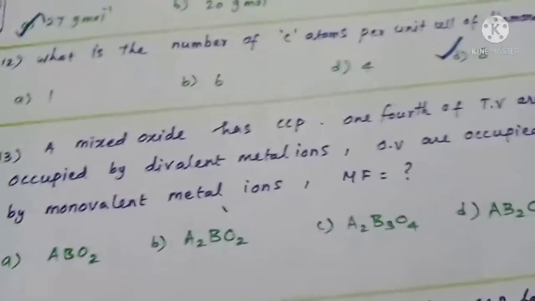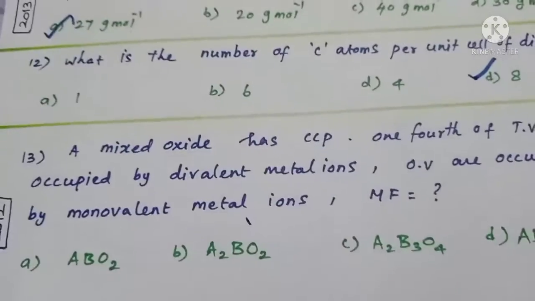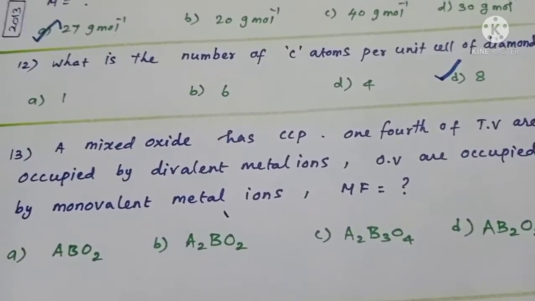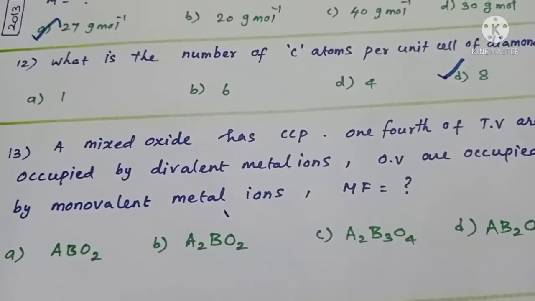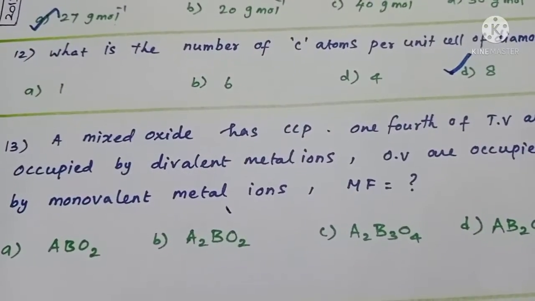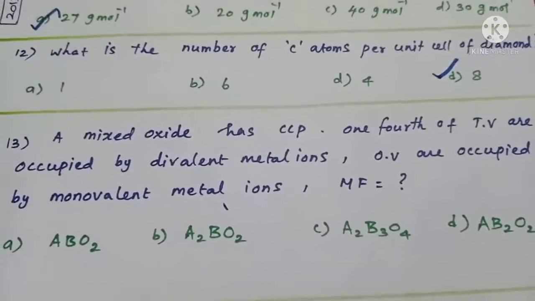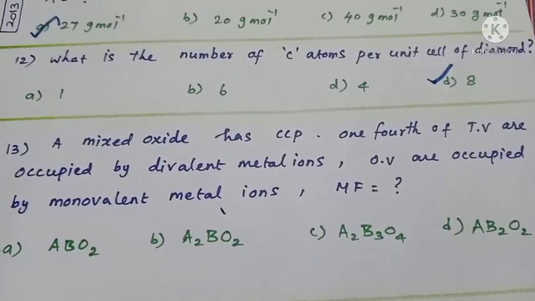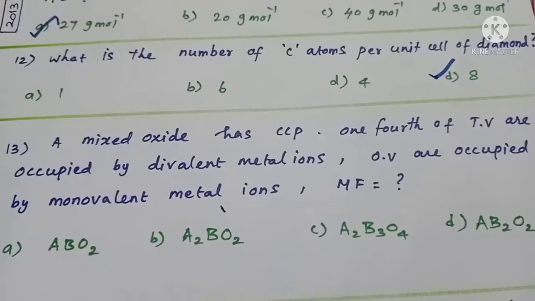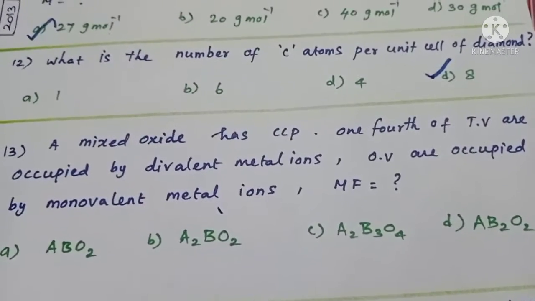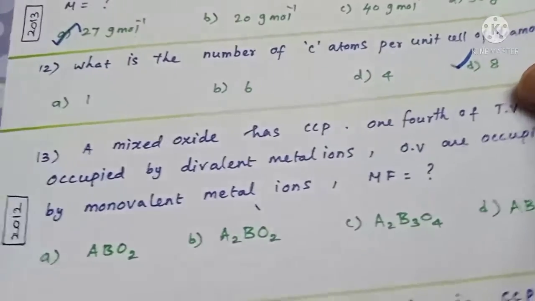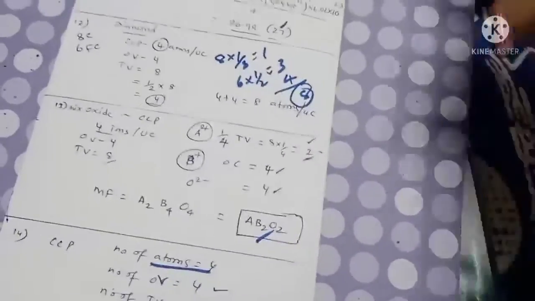Question number 13. A mixed oxide has CCP lattice. 1/4 of the tetrahedral voids are occupied by divalent metal ions. All the octahedral voids are occupied by monovalent metal ions. Then what will be the molecular formula? So the question is, a mixed oxide CCP lattice, 1/4 tetrahedral voids occupied by divalent metal ions. All the octahedral voids are occupied by monovalent metal ions. What will be the molecular formula? Okay, right. So now, let us go for the solution.